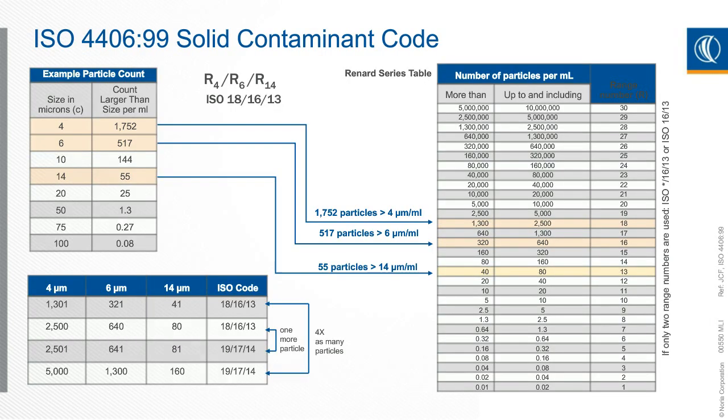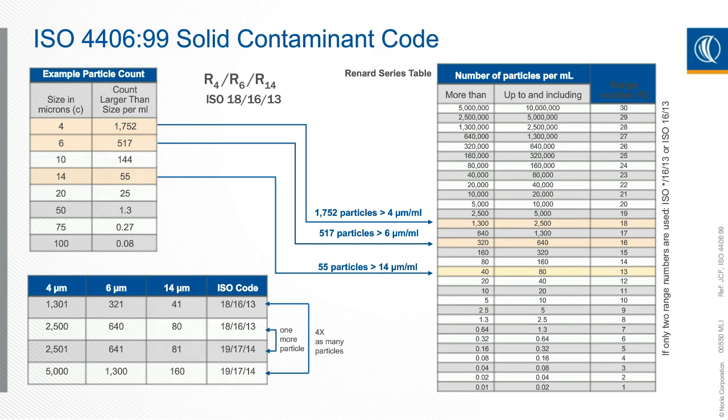So the most common way that solid contaminants are tracked and reported on an oil analysis report is through the ISO 4406 solid contamination code. Here you have an example shown in the middle of 18, 16, 13. That's an example of what may be seen on a report. Those three numbers refer to particles greater than 4 microns per milliliter, 6 microns per milliliter, and 14 microns per milliliter, respectively.